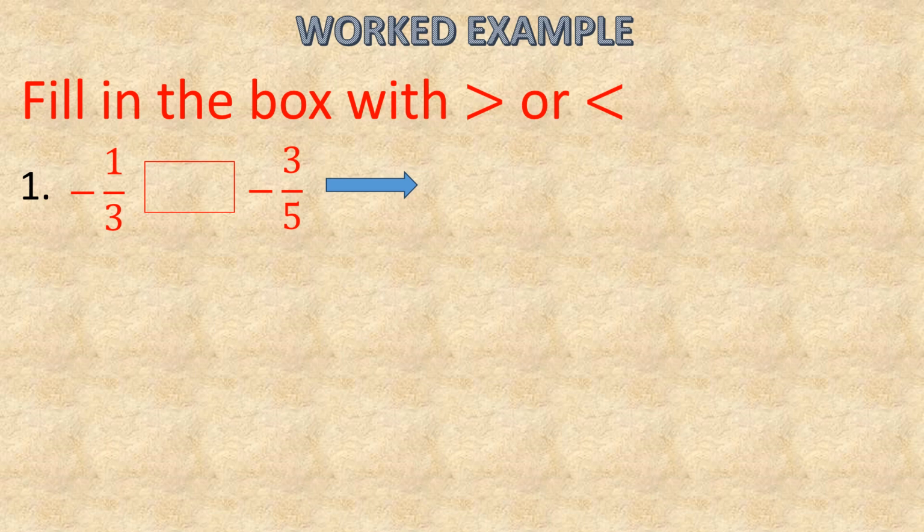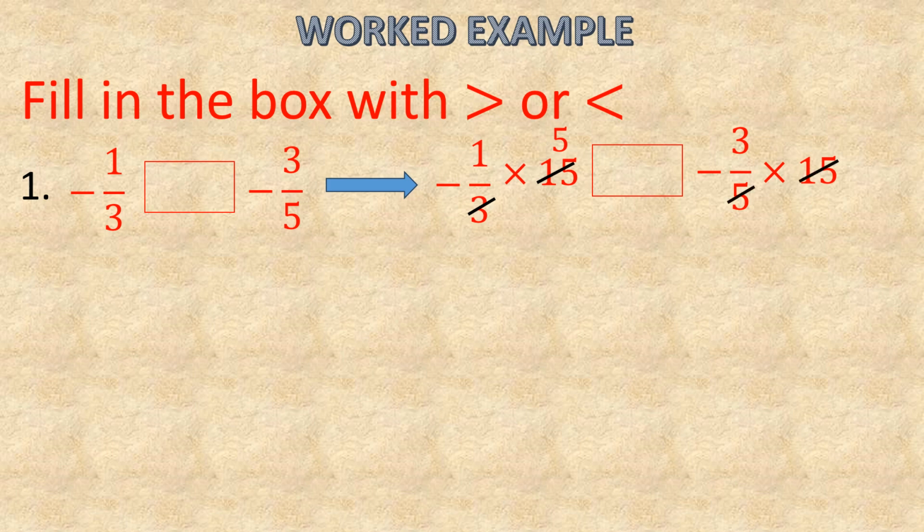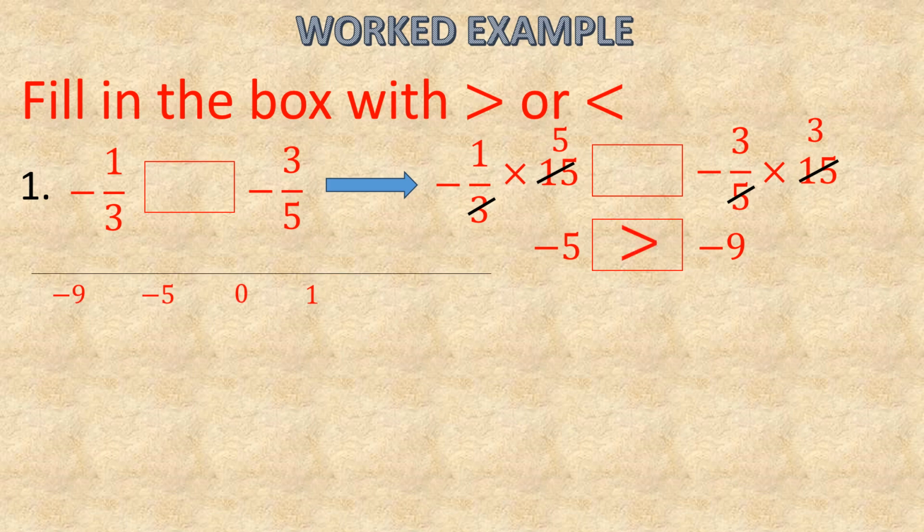To ensure accurate comparison of two fractions, it's advisable to first clear their denominators. This can be achieved by multiplying both fractions by the least common multiple of their denominators. Thus, the working is as follows. We then multiply both sides by 15. As shown on the number line, -5 is greater than -9. Therefore, -1/3 is greater than -1/5.